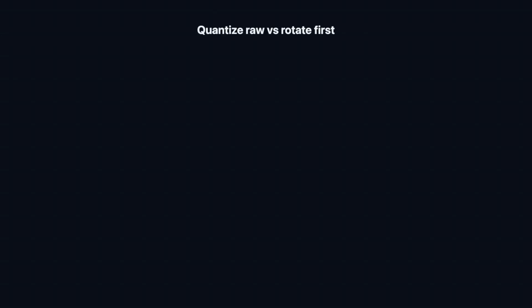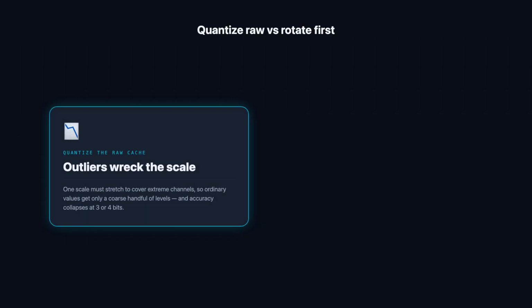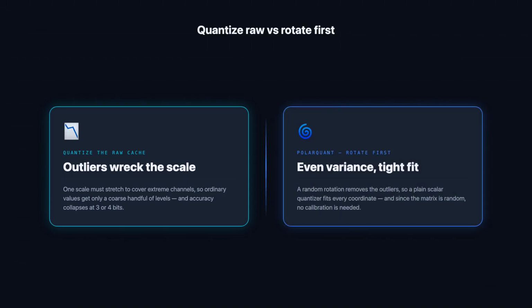So why bother spinning the vectors at all? Here's the naive way and the PolarQuant way laid side by side. Consider the naive approach, quantizing the raw cache directly. You pick a scale that must stretch to cover those extreme outlier channels, and that single stretched range leaves ordinary values represented by only a coarse handful of levels. Push down to 3 or 4 bits this way, and accuracy falls apart, which is exactly why early KV quantization struggled. Rotation changes the game entirely.